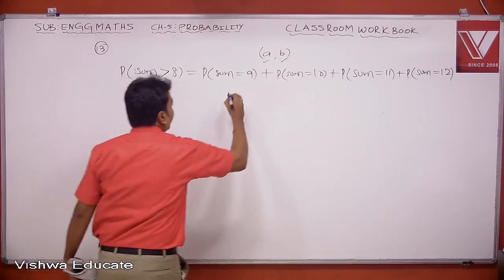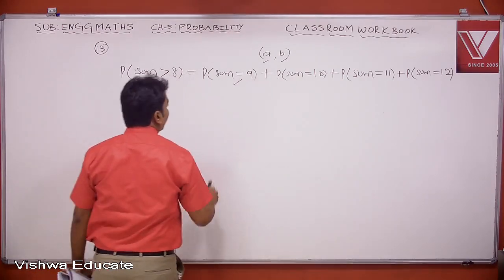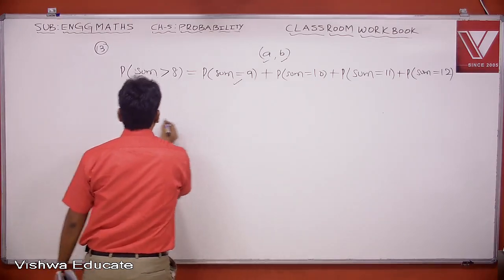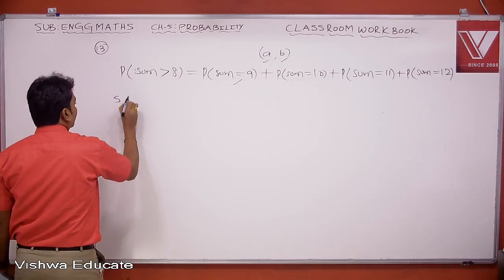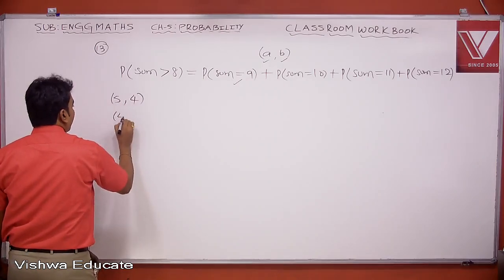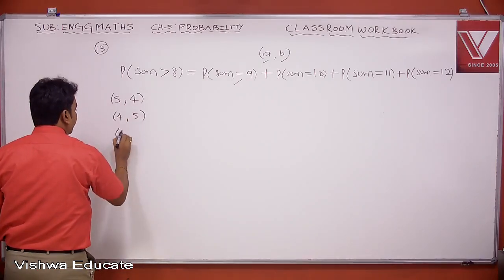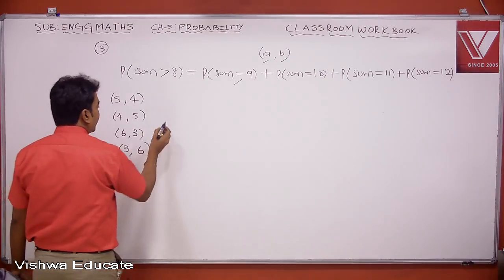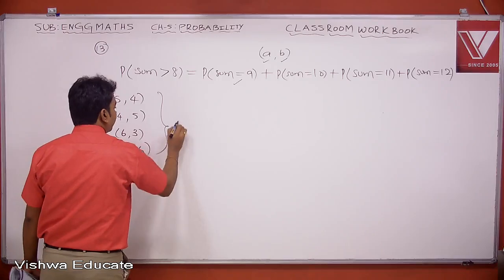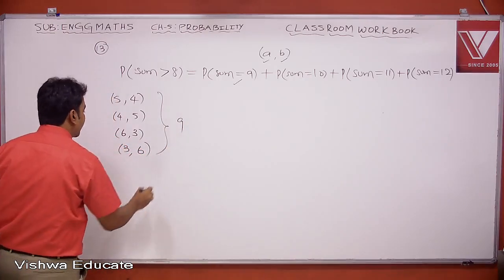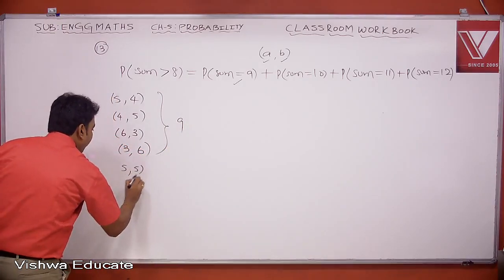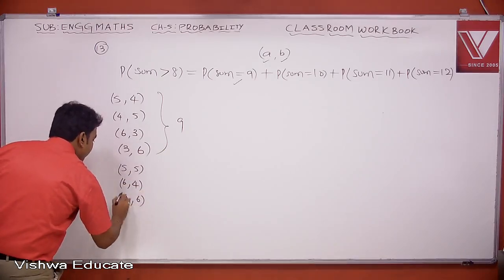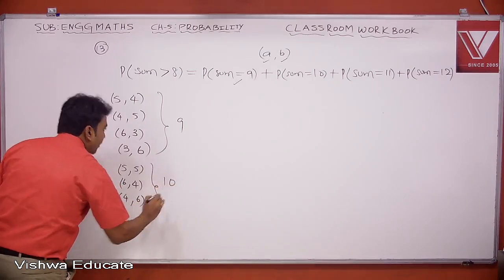Now let us see how many cases are required to get sum 9. To get sum 9, the required sample cases are like this. So 5, 4 is one case. 4, 5 is one possible case. 6, 3 is one case and 3, 6. So in this case, the sum is 9. Now if you want to get sum 10, the possible cases are 5, 5, 6, 4, 4, 6. In this case, the sum is 10.